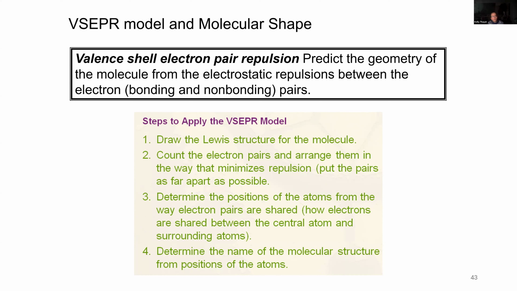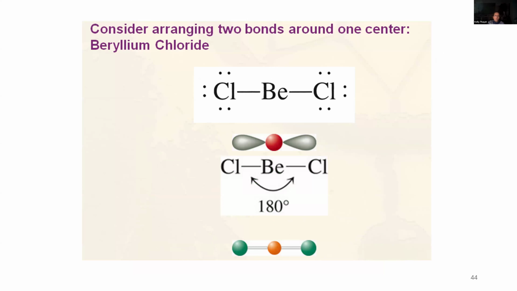First, we'd draw the Lewis dot structure for the molecule, that is putting in the electrons from the valence shells to line those up. Then you would count the electron pairs and arrange them in a way that minimizes the repulsion. That's, you're going to put the pairs as far apart as possible. Next, we would determine the positions of the atoms from the way that the electron pairs are shared. That's how the electrons are shared between the central atom and the surrounding atoms. And finally, we would determine the name of the molecular structure from the position of the atoms.